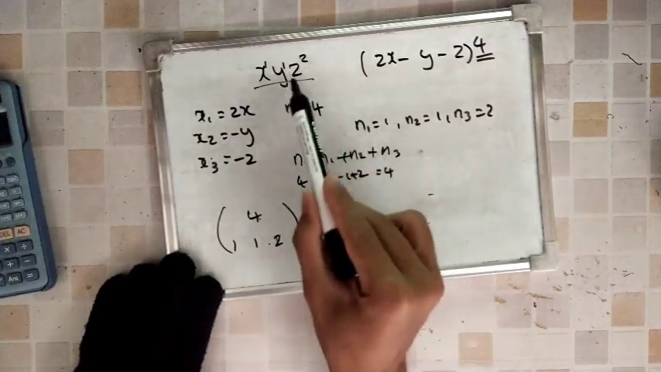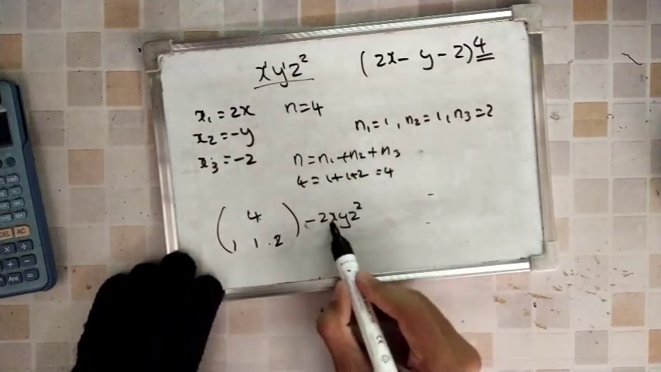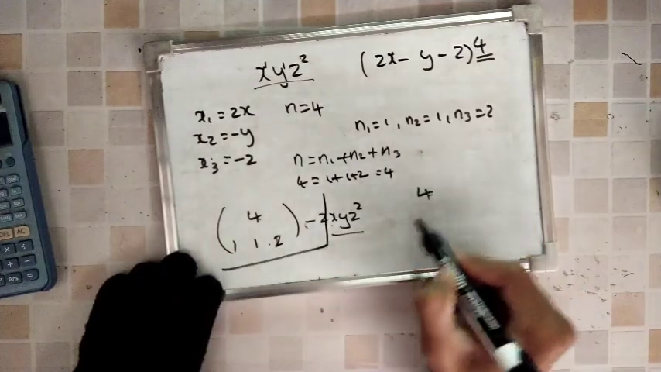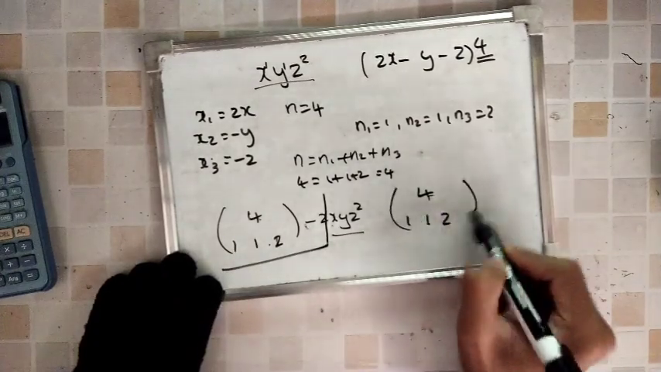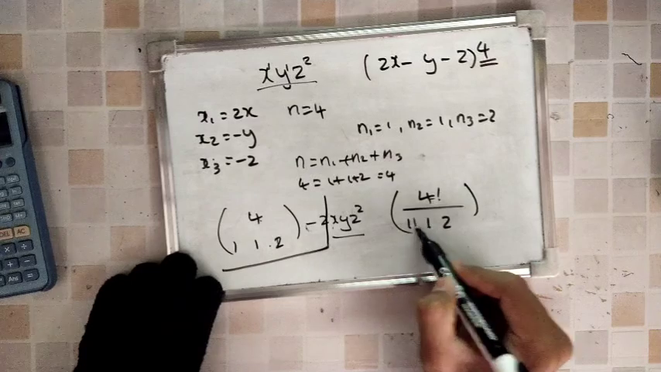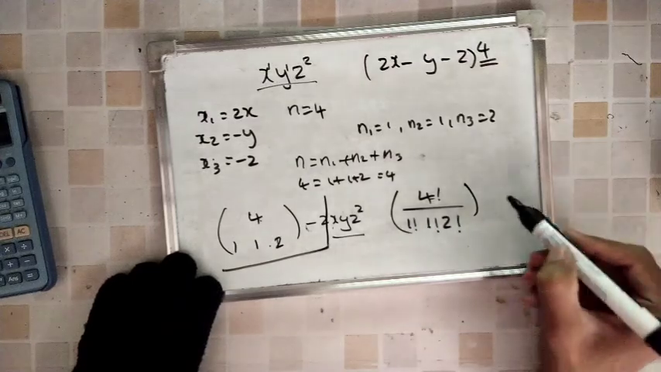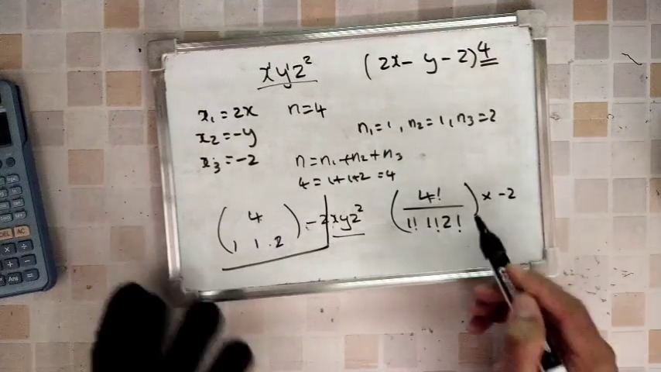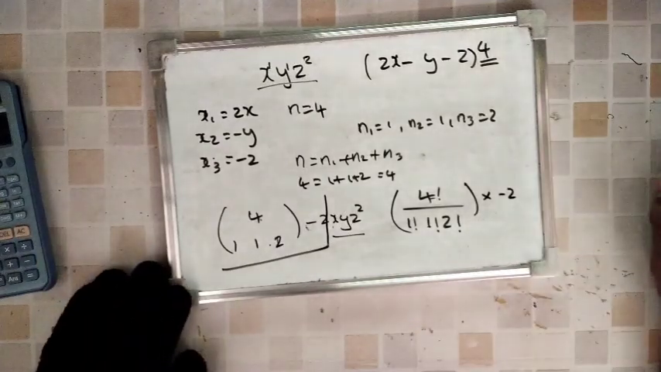Now see here, I wanted the coefficient of this. So what I will do is keep this as it is and only calculate this. So 4 choose 1, 1, 2 is nothing but 4 factorial divided by 1 factorial into 1 factorial into 2 factorial, into minus 2. So you have to calculate this.